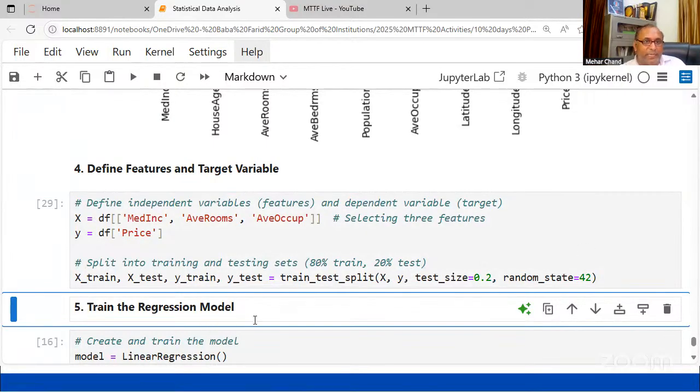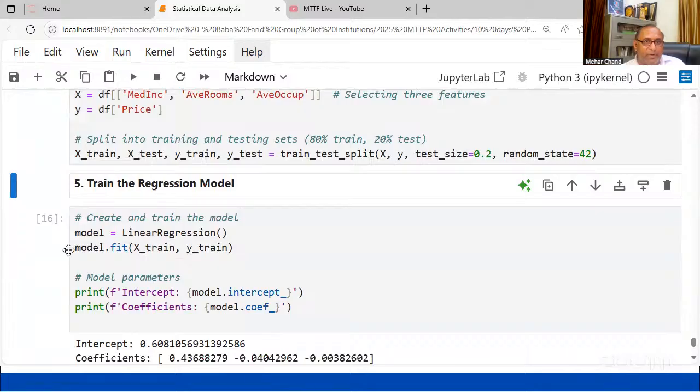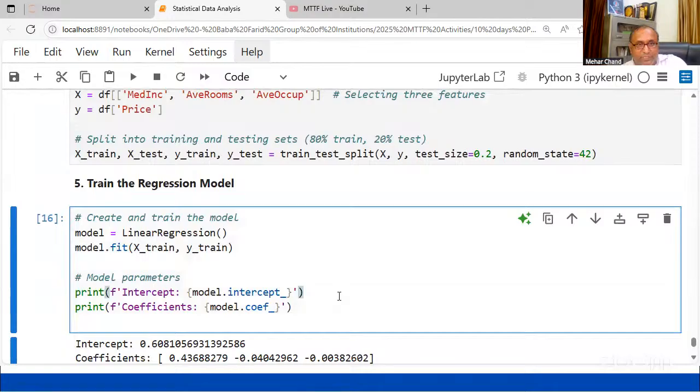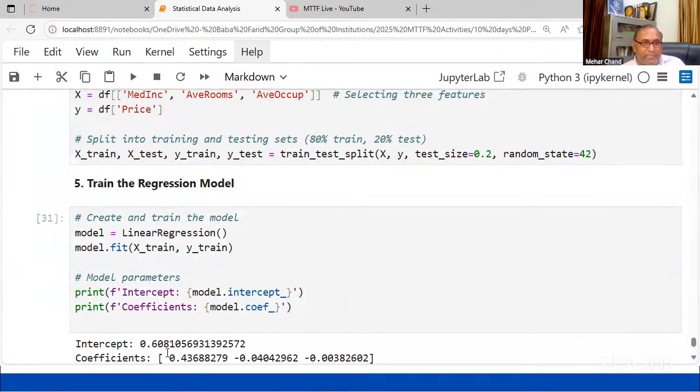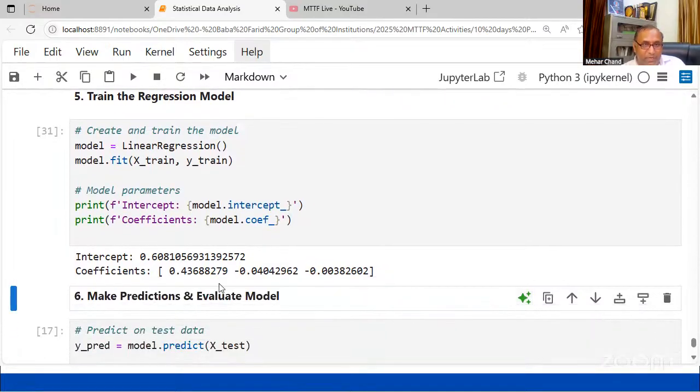Now we need to train the regression model. This is again the same step we did above. Create and train the model: model is equal to LinearRegression, then model.fit with x train and y train, and then we calculate the model parameters. Execute this statement. Here the intercept is 0.6081, and for the coefficients, we have three features. These are the coefficients: 0.4368, then minus 0.404, and minus 0.0038 something. According to the variables we chose, these are the coefficients for this model.